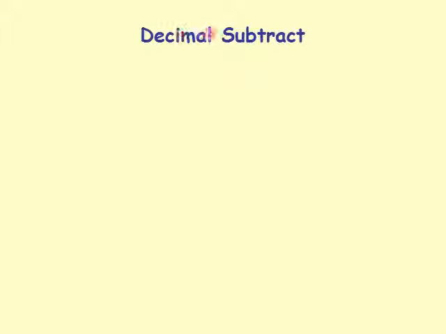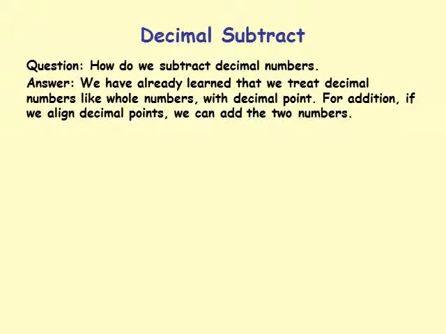Continue and do a subtraction using decimal numbers. Okay, let's continue here. Question: how do we subtract decimal numbers? Answer: we have already learned that we treat a decimal number like a whole number with a decimal point. For addition, if we align decimal points, we can add the two numbers.